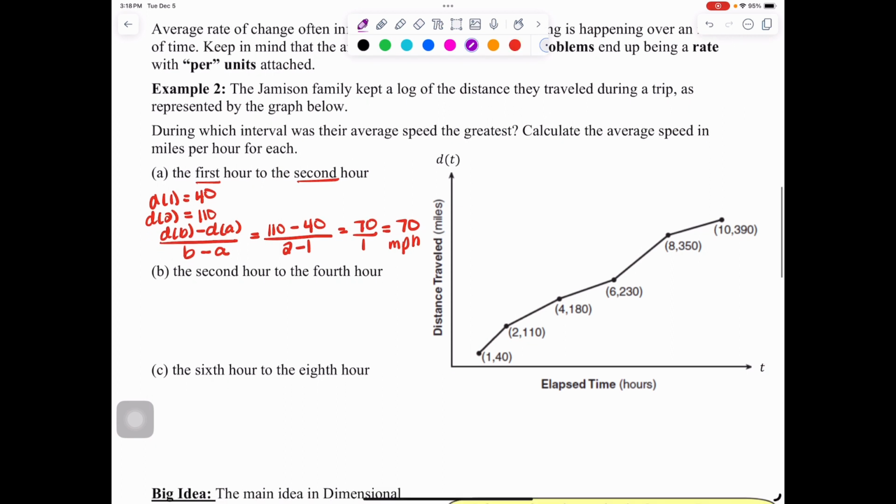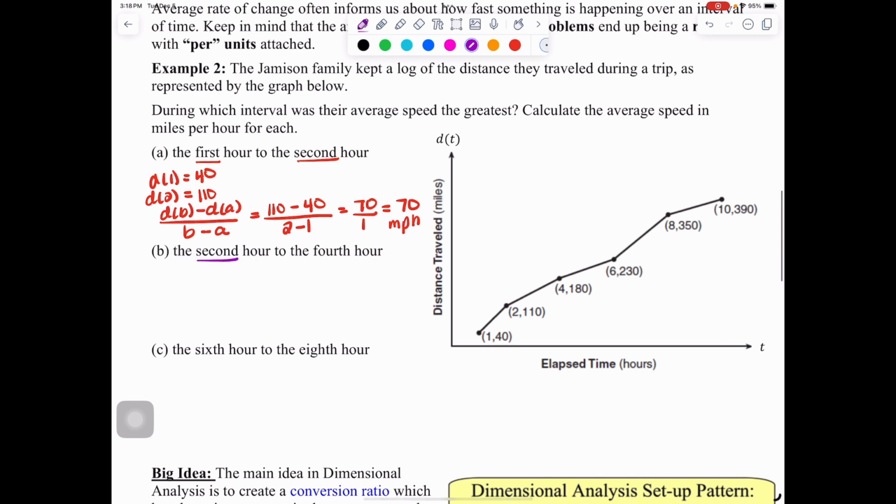So B wants us to go from the second hour to the fourth hour. So we're going to find D of 2, and we're also going to find D of 4. So D of 2 is 110, we knew that from before. D of 4, the input of 4 has an output of 180.